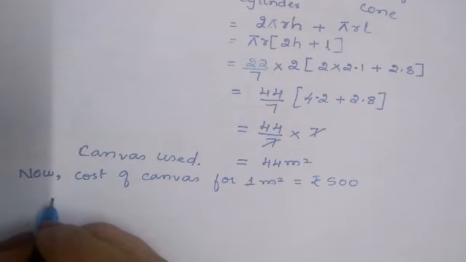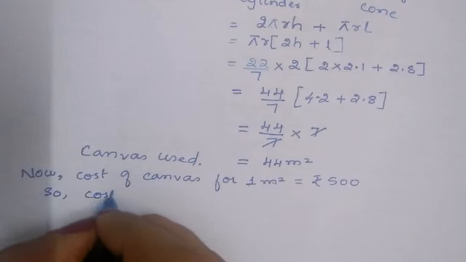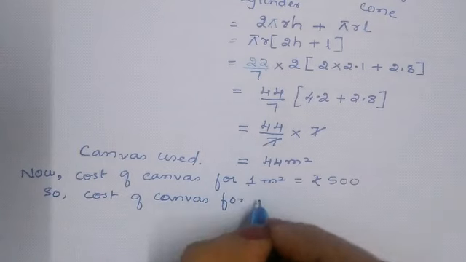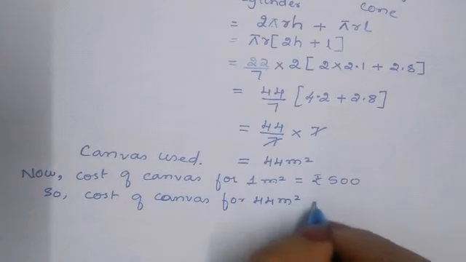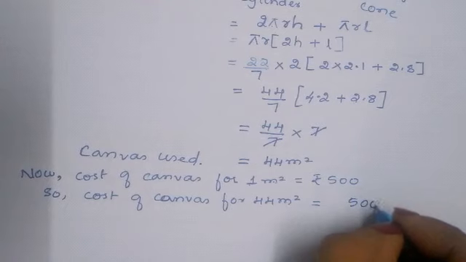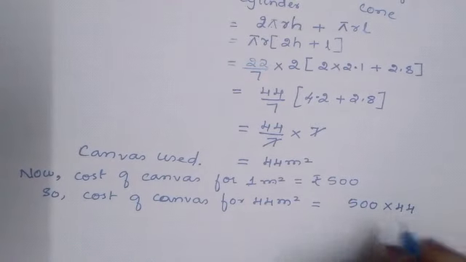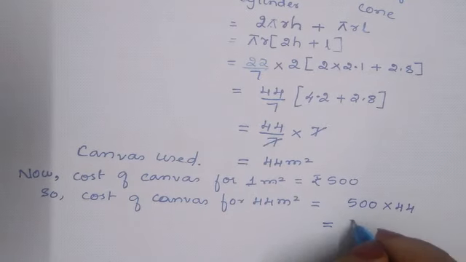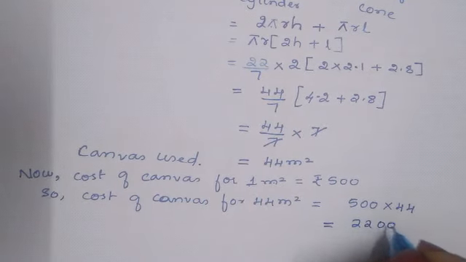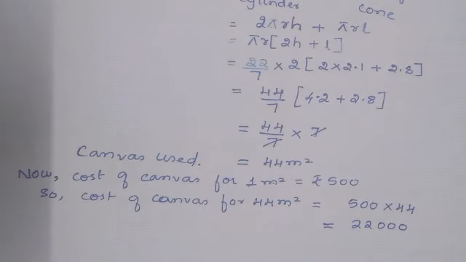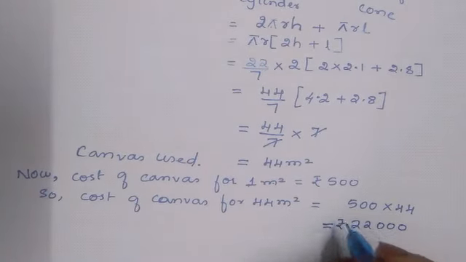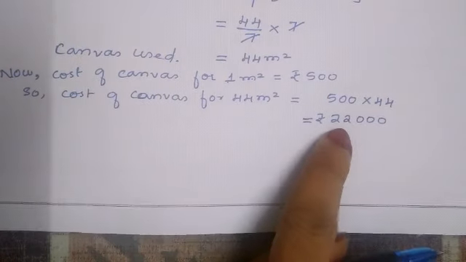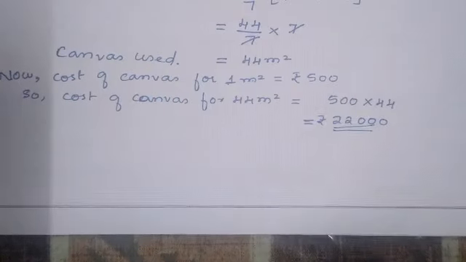Let us see. Therefore, the cost of canvas for 44 meter square is equal to 500 into 44. If we multiply 500 into 44, it is 22,000 rupees. Therefore, the total cost to make a tent is 22,000 rupees.